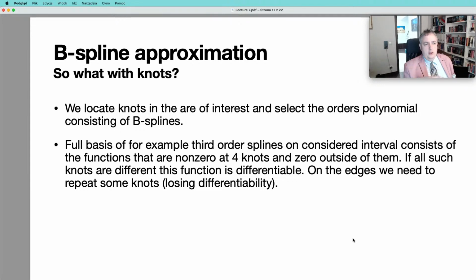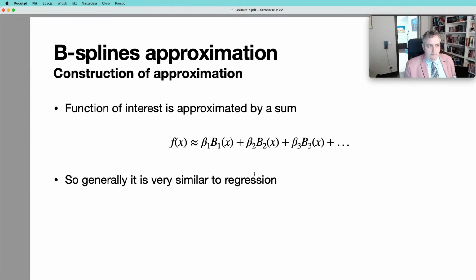Generally, we locate our knots in the area of interest. There are methods of choosing that, and as I said, the functions are non-zero on, for example, 4 knots and 0 outside of them. So for each subinterval, you have only 4 functions working, and their sum is a third order polynomial. And on the edges, you need to repeat them, losing additionally differentiability.